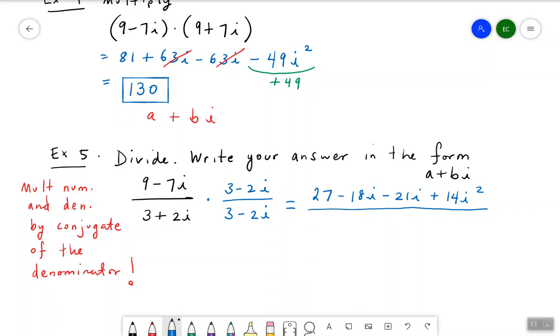Okay. And then in the denominator, we would have 3 times 3. We would have 3 times negative 2i, which would make minus 6i. And then right after that, a plus 6i to cancel with it. And then the last term would be a minus 4i squared.